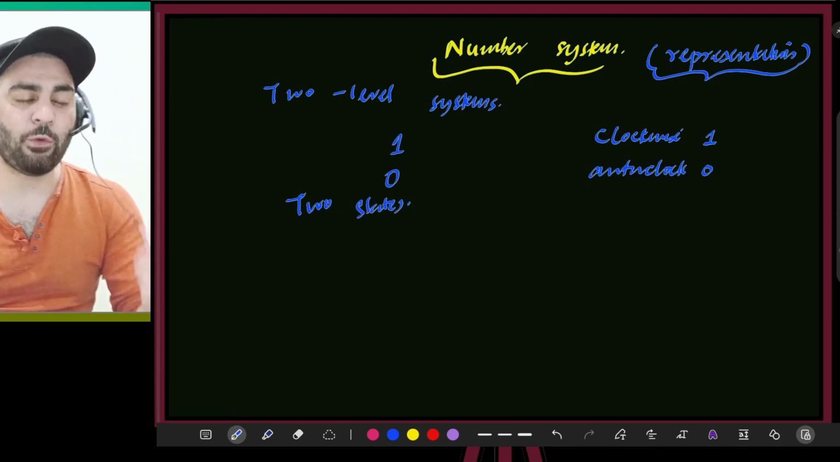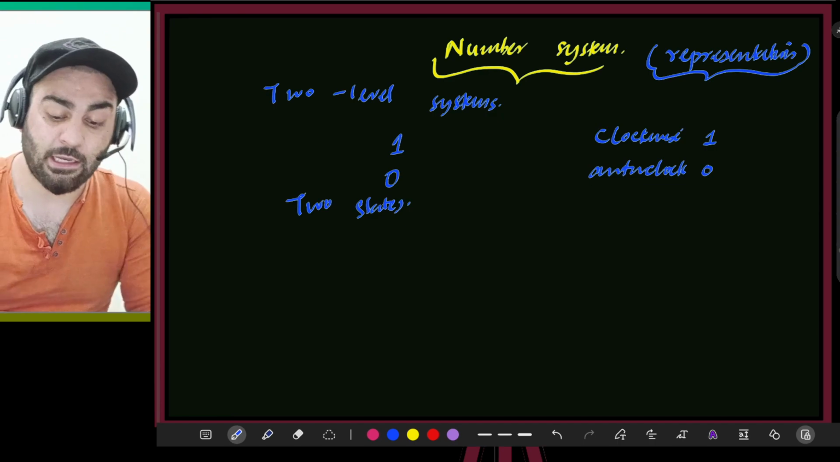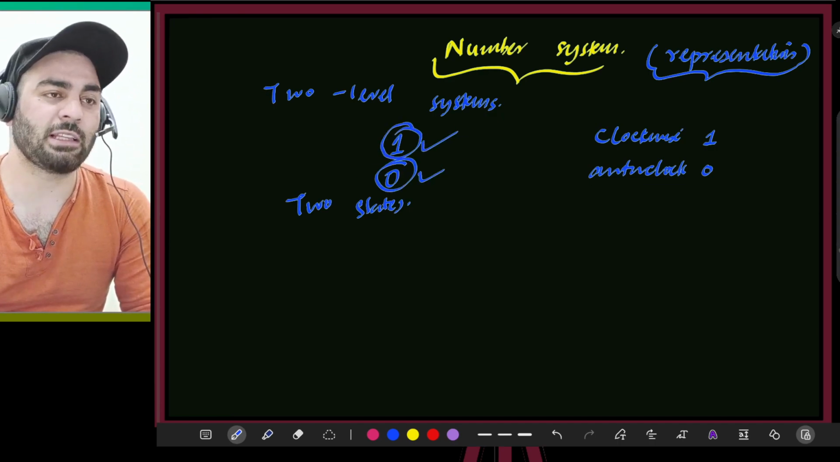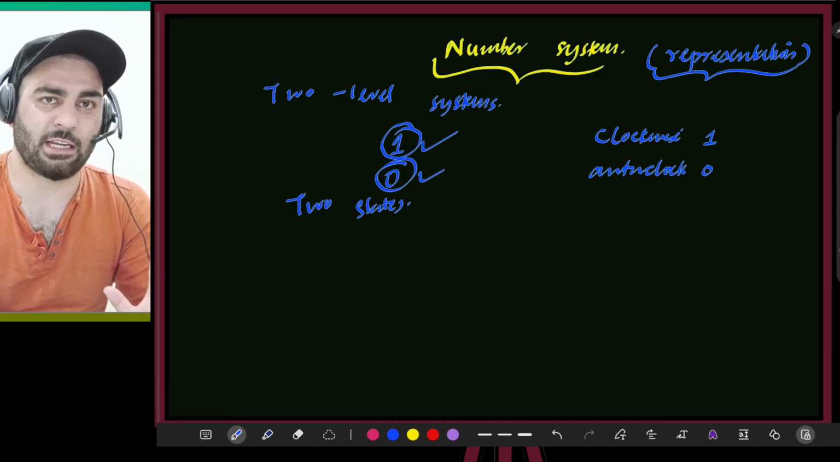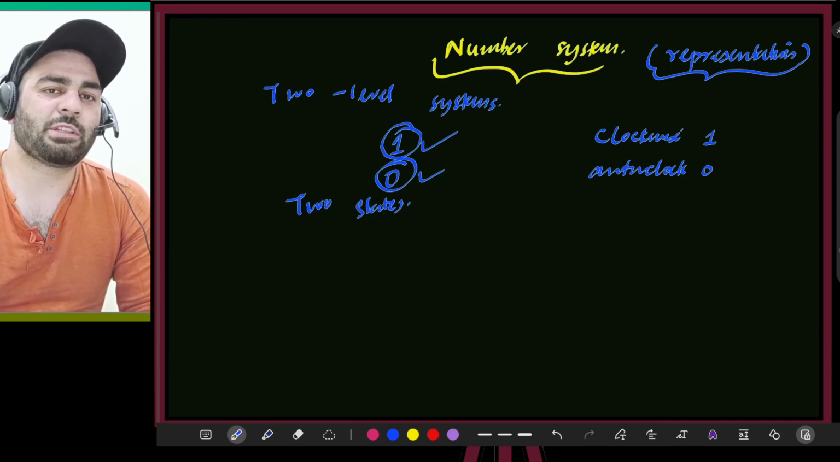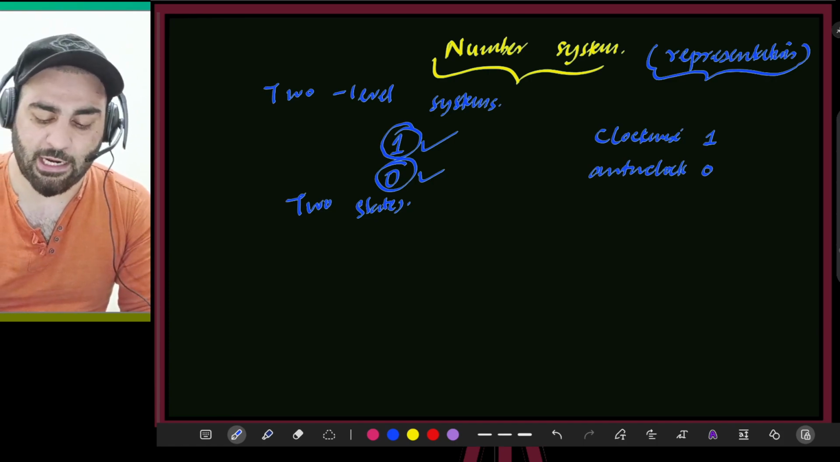Now we need to represent these things. So what we have done is we have introduced the symbols 1 and 0. 1 represents one state and 0 represents the other state. Okay, that's what computers understand. Now, in order to count something, let's suppose there is one entity of a thing. So I'll write 1 like this.